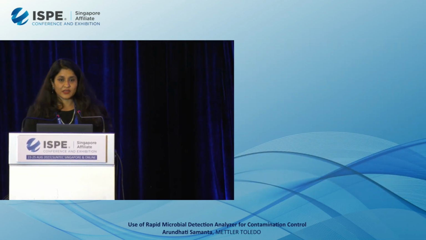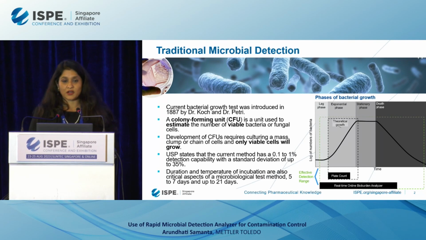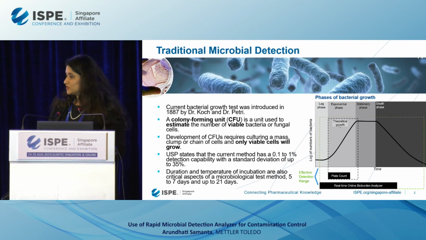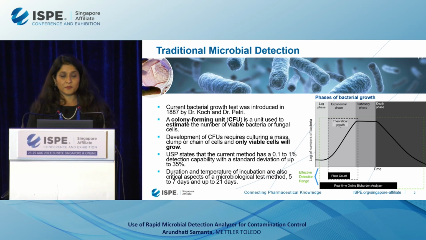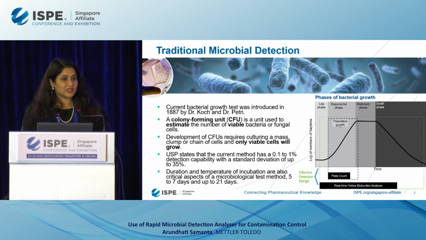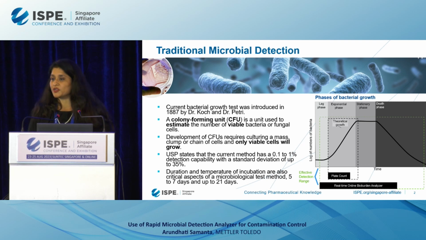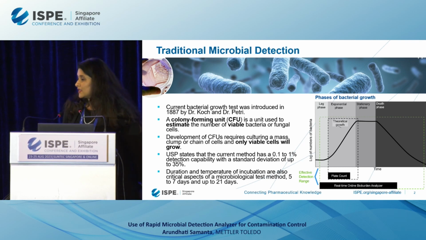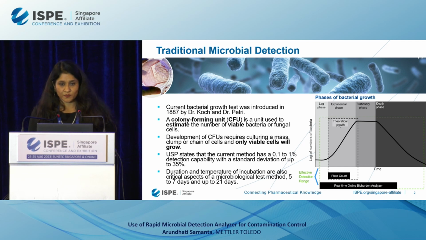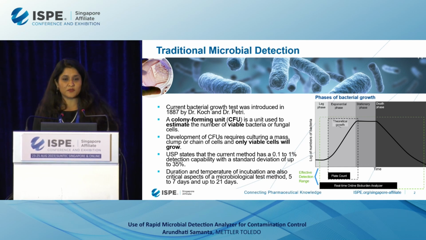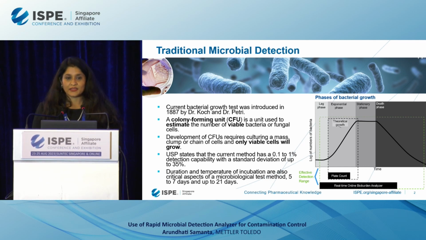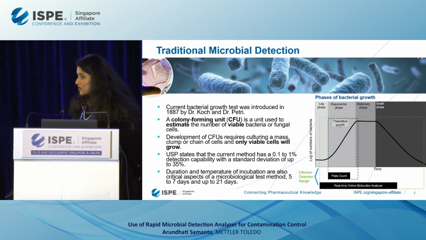I'll talk a little bit about what the current method is. Many of us know what the current method is. It's mainly plate counting, or CFU, which was invented in 1887. We still use the same method, where we take the water and put it in a petri dish, and we wait for the microorganism to grow. Once they grow, they form a colony, and that colony is called a CFU, a colony forming unit. We count the number of colonies that are formed in the plate, and that's how we determine the microbial content of the water.